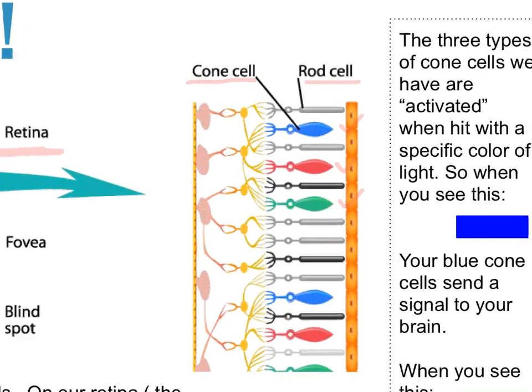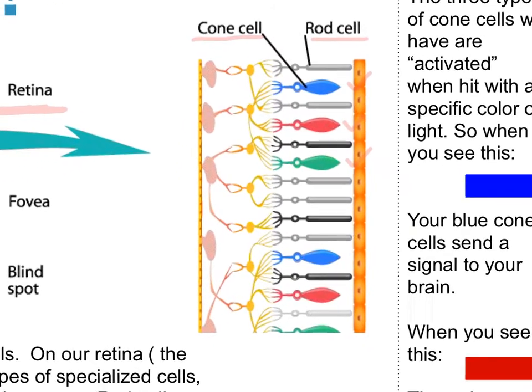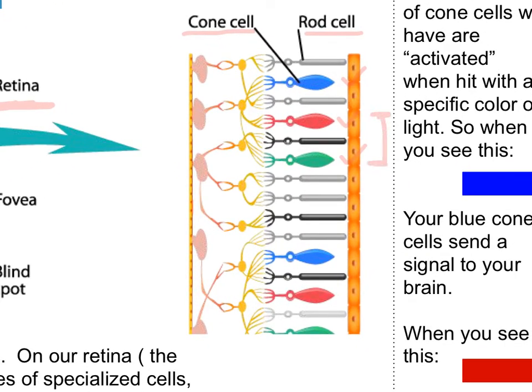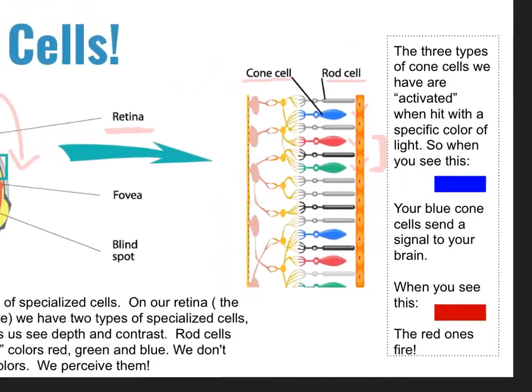We don't actually have any other color receptors. For some people, the red and green ones have difficulty differentiating. That's where we get red-green color blindness. That's a mutation in those cells. And some people actually have an additional cone cell that allows them to see just a little bit into the ultraviolet spectrum.